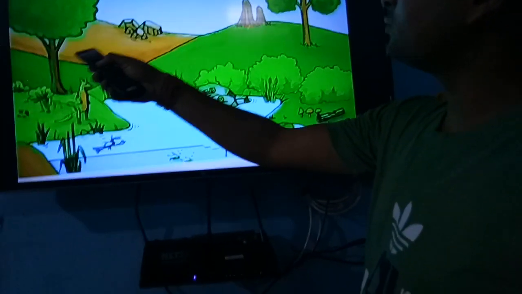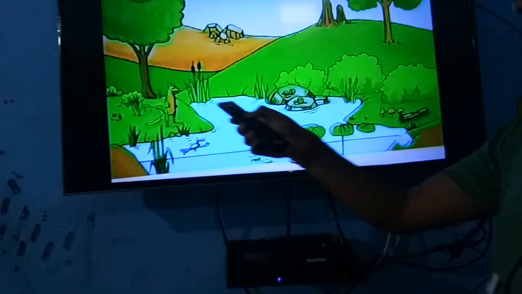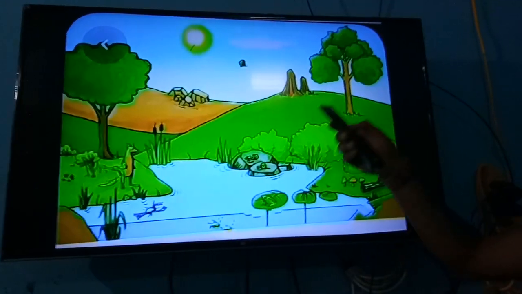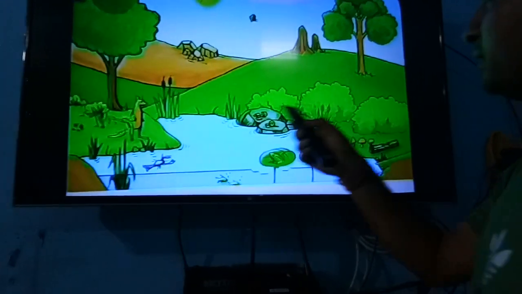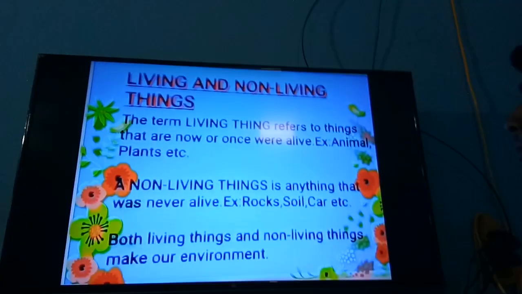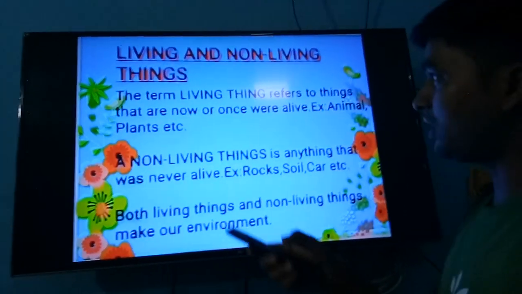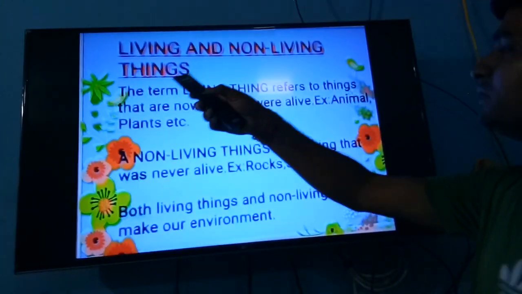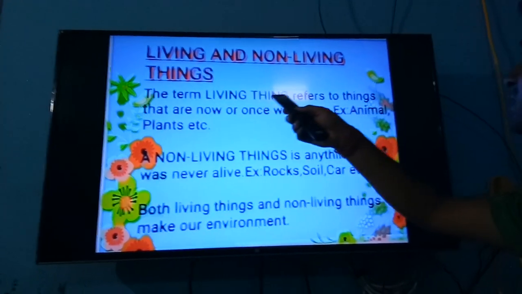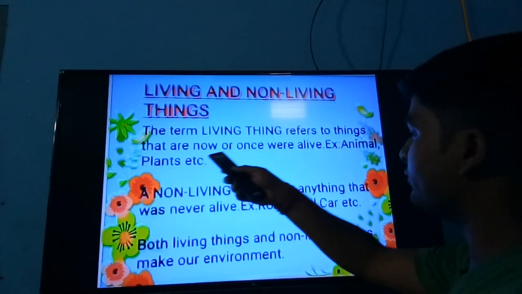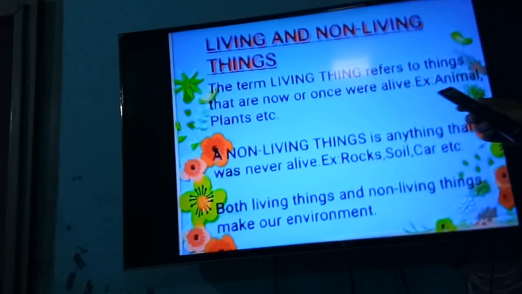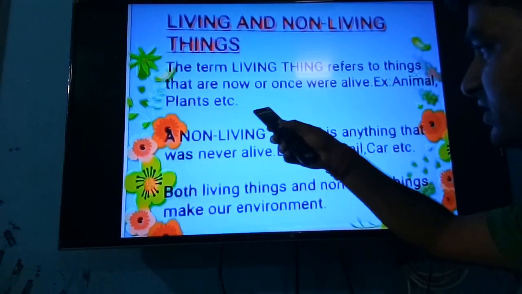There are many things found in our surroundings: trees, sun, water, buildings, and animals, etc. These are all part of our surroundings, and some of them are living things and some are non-living things. The term living things refers to things that are now or once were alive, for example animals and plants.